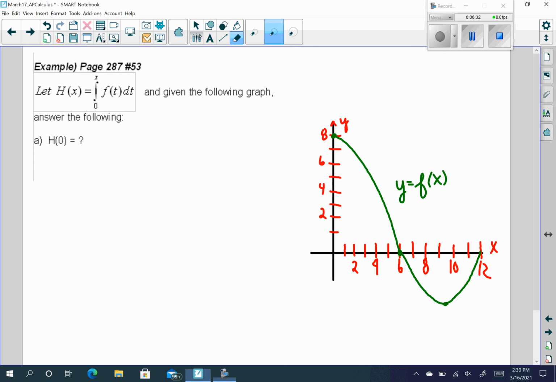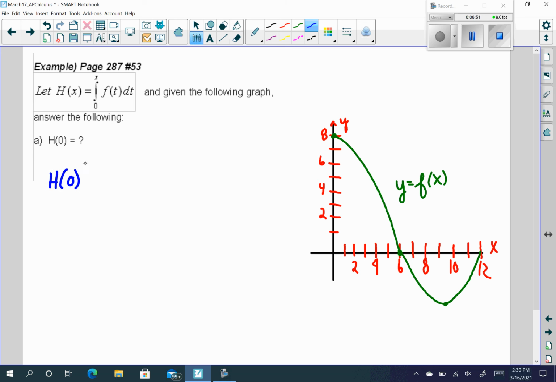All right, pause the video if you need more time. All right, notice what's given here. It says, let h of x equal the integral from 0 to x of f of t dt, and then given the following graph. Notice this is the graph of y equals f of x, and we have an f of t up here. For part A, they want us to evaluate h of 0.